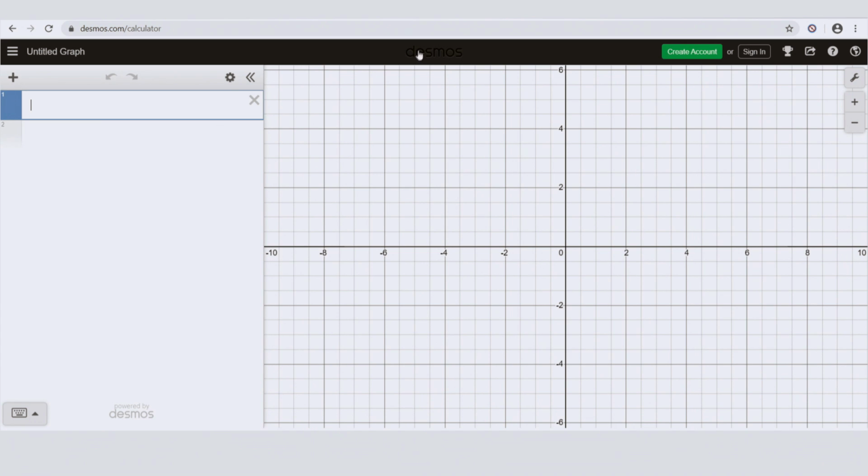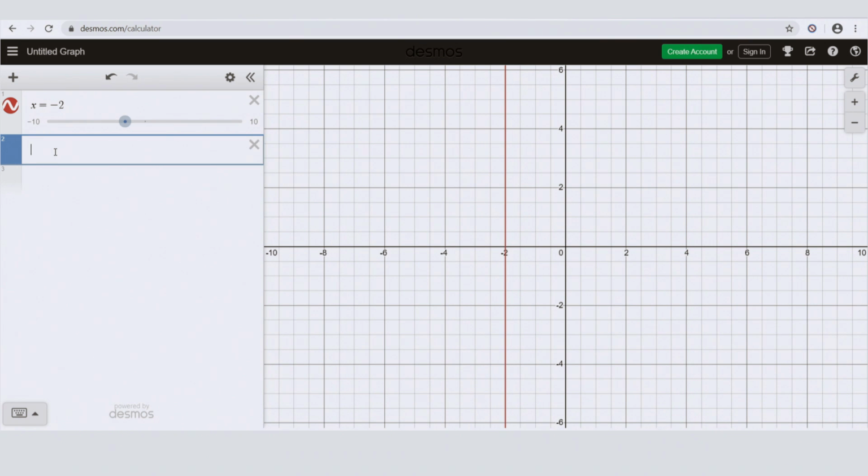Here I'm using Desmos, so I believe by now you would have downloaded that program. And I'm going to show you how to type in the linear equation. The first one is x is equal to -2. So you can look here, and this is exactly how you type it in. And the red line shows that linear graph. So we were correct.